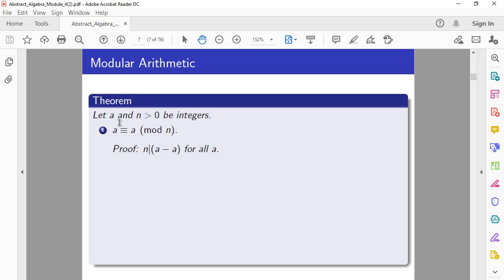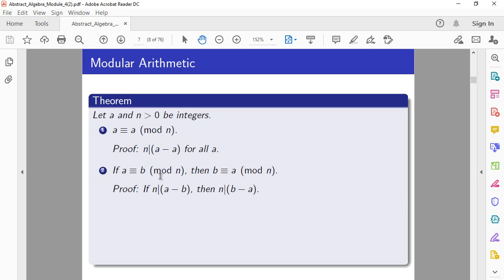So let n be a positive integer, and a, b, and c be integers. I forgot to write b and c here. So the first statement is a is congruent to a mod n for all integers a, and the reason is clear. That is, a minus a, which is 0, is always divisible by n. So a must be congruent to a mod n.